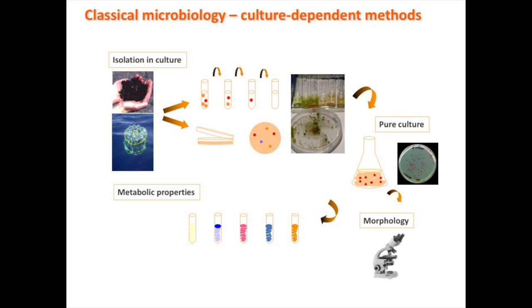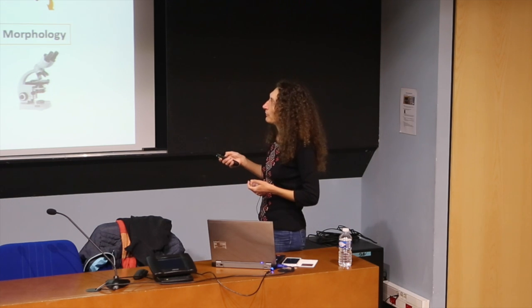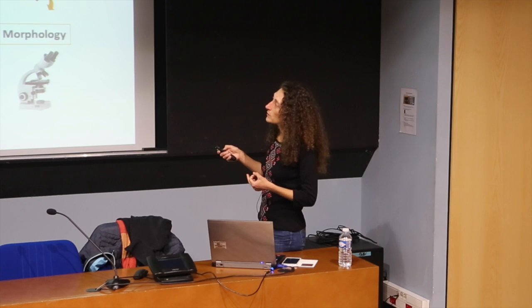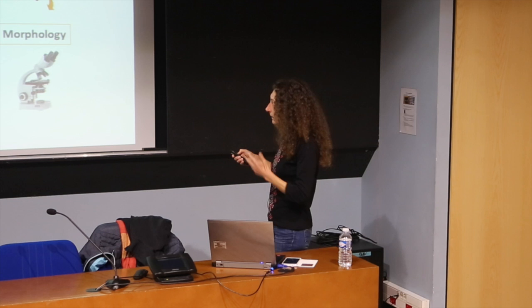You can take your samples from soils, from seawater with this type of bottles, etc. And you can try to isolate microbial species, let's say, by successive dilution in liquid media or by plating cells onto this type of agar media, more solid media, with the idea to get clonal populations, which we call pure cultures, where the whole population derives from a single cell, ideally.